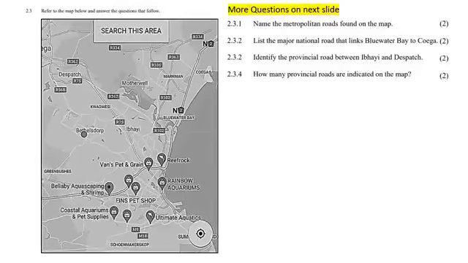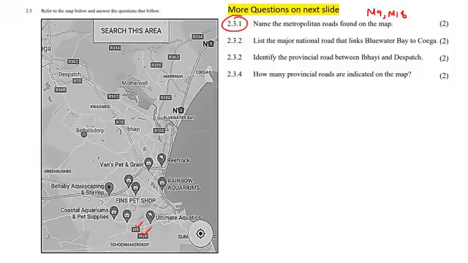Okay, so here we have got a map. Now it says, name the metropolitan roads found on the map. So remember, metropolitan roads always have an M. Here we've got M9, M18. So we could say M9, M18. Is that the only metropolitan roads? Yes. Okay, 2 of them for 2 marks. Makes sense.